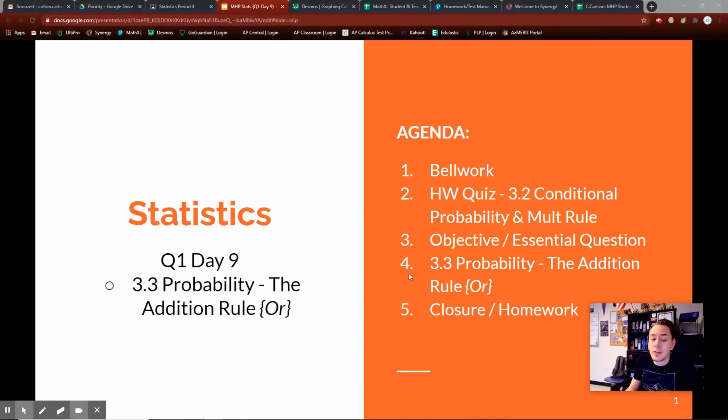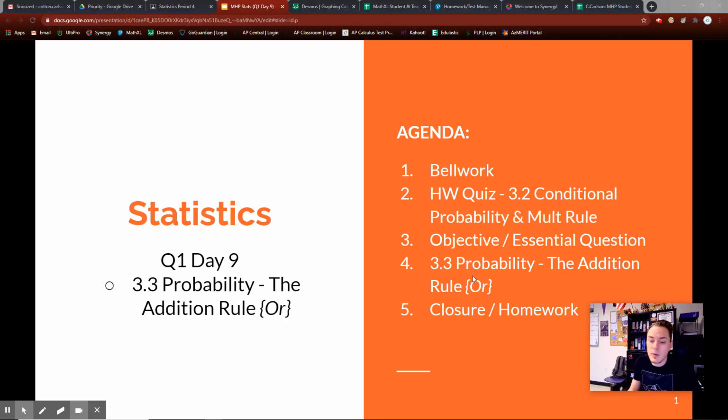What we're going to be doing today is 3.3 probability, and that is what we call the addition rule. We're going to go through the bell work, which will review some 3.2 conditional probability and some multiplication rule stuff. We're going to go through the objective and the central question. What is the addition rule? How does it relate to conditional probability? How does it relate to the multiplication rule or anything like that?